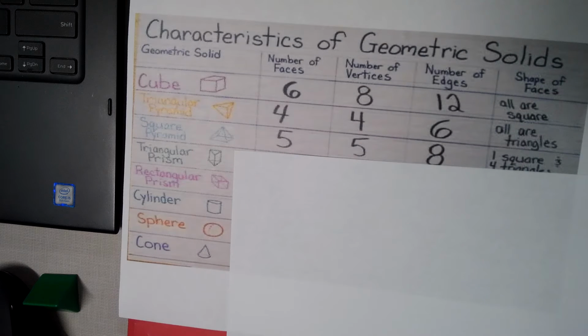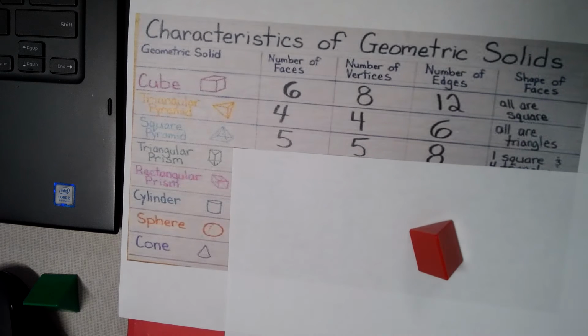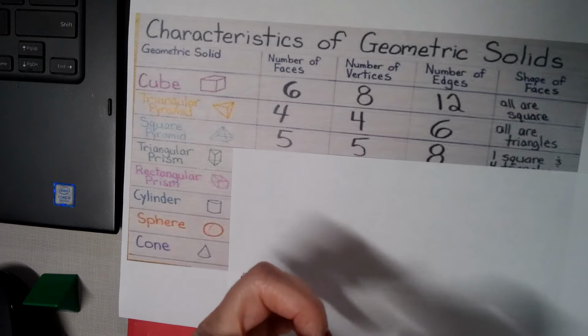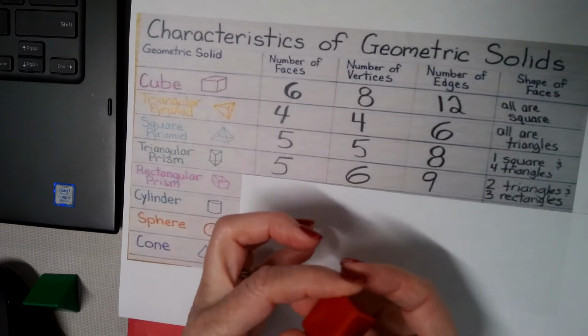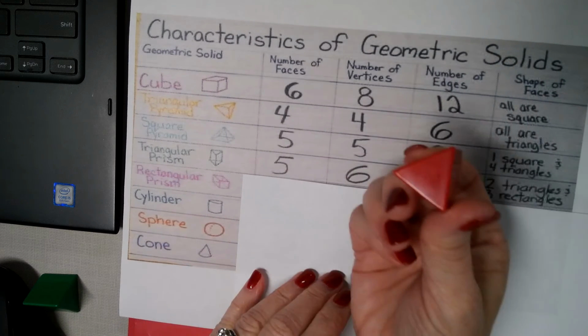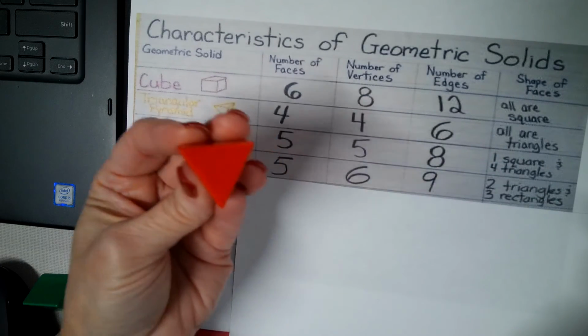Okay, a triangular prism, I think of that as like a tent. It looks kind of like a tent that you might go camping in. Okay, so my triangular prism looks a little differently. Its faces, 1, 2, 3, 4, 5 faces. It has 6 vertices because it has 3 on this side. 1, 2, 3, 4, 5, 6.